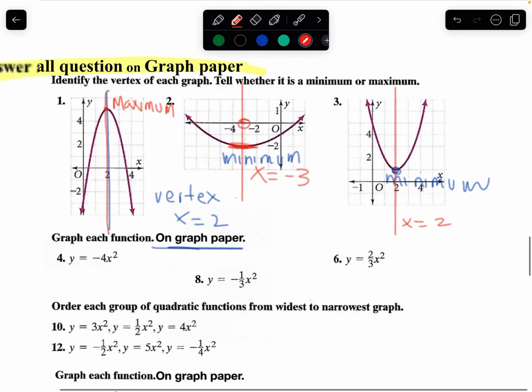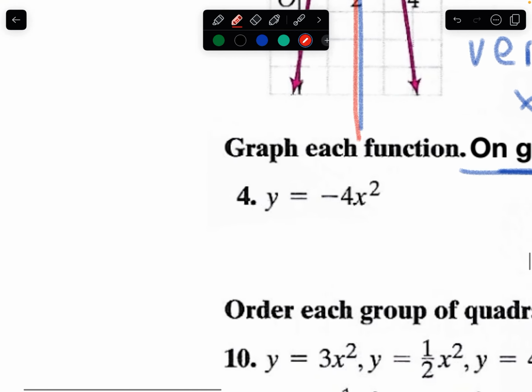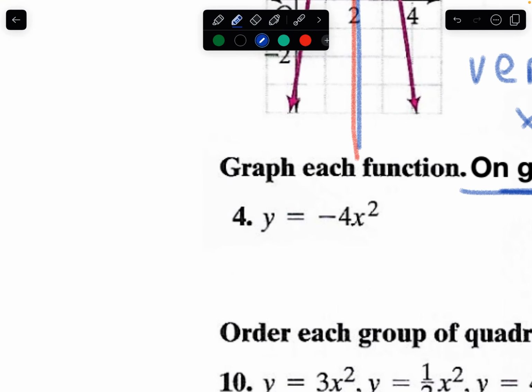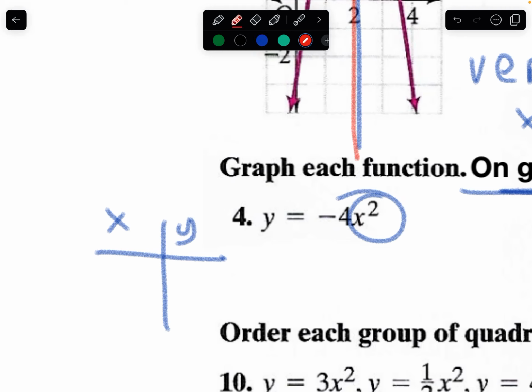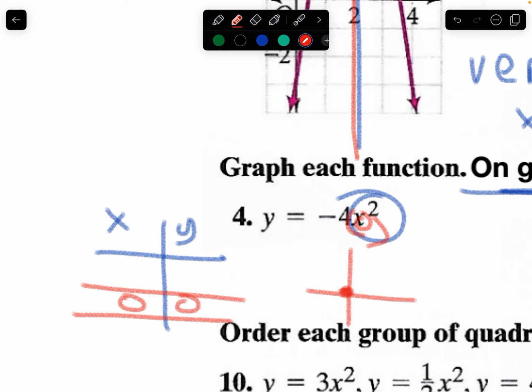Okay, so when you graph these on your graph paper, you first need to make your table. Put what x is. I would choose 0 in the middle. If x is 0, y is also 0, and graph that at 0, 0 on graph paper. Then you choose another x. I would choose 1 and -1. Okay, say I choose 2.